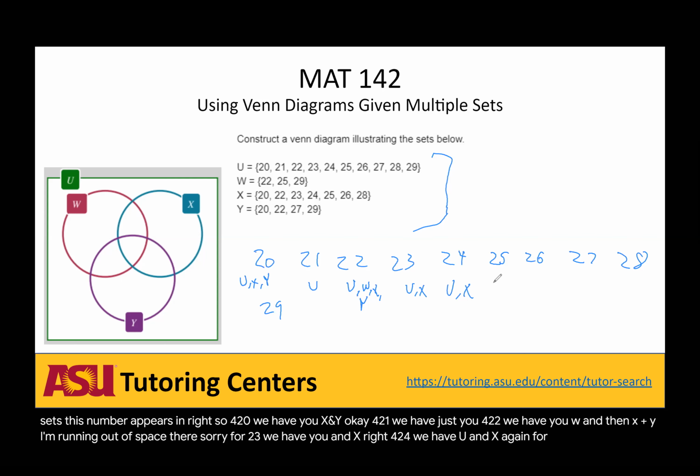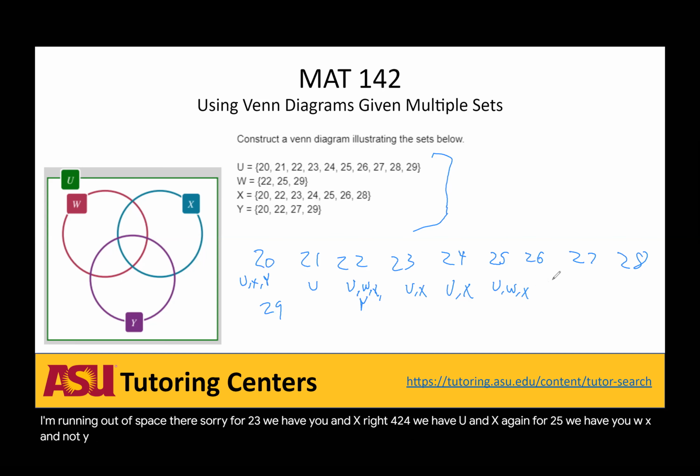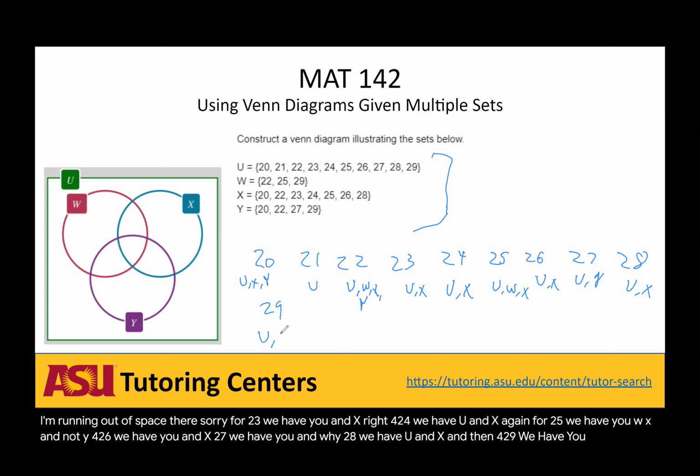For 25, we have U, W, X, and not Y. For 26, we have U and X. 27, we have U and Y. 28, we have U and X. And then for 29, we have U, W, and Y.